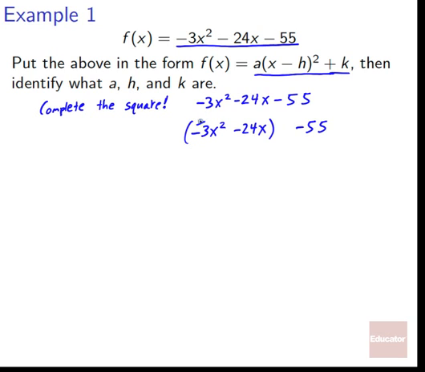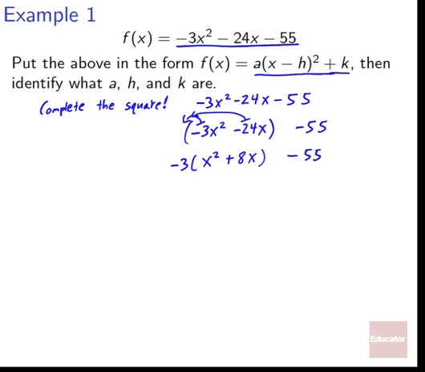Now we want to pull out the negative 3 to clear things out. If we're pulling negative 3 out of negative 3x squared, we also have to pull it out of negative 24x. So if we're pulling negative 3 out front, negative 3x squared divided by negative 3 becomes just positive x squared. Great. And then negative 24x divided by negative 3 becomes plus 8x, minus 55 still.